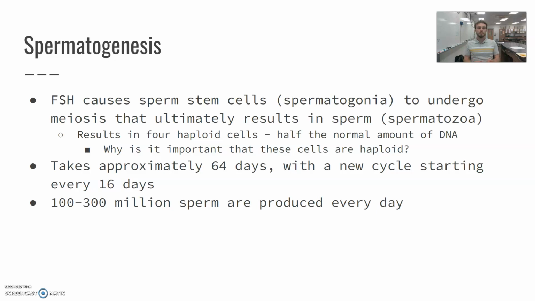The process of spermatogenesis takes approximately 64 days, or you have one cycle starting every 16 days. So you basically have 4 cycles starting and carrying on over the course of one single cycle. And it's going to form between 1 to 300 million spermatozoa every day.